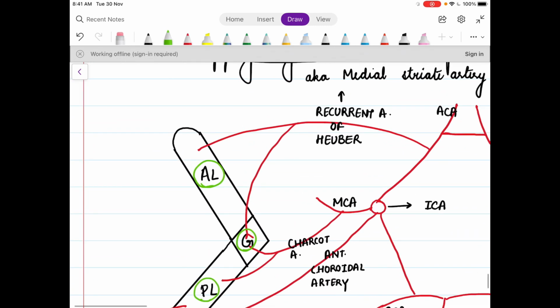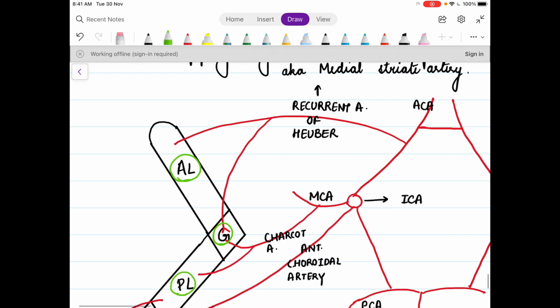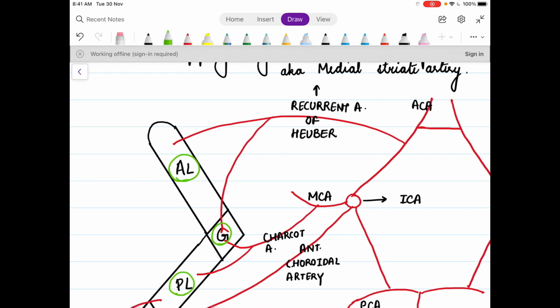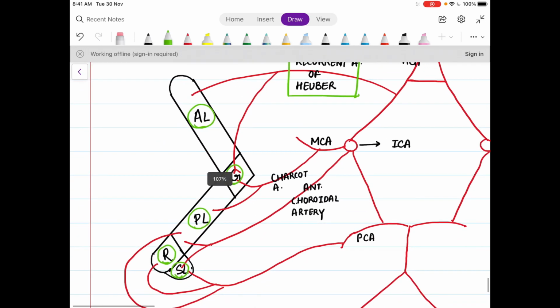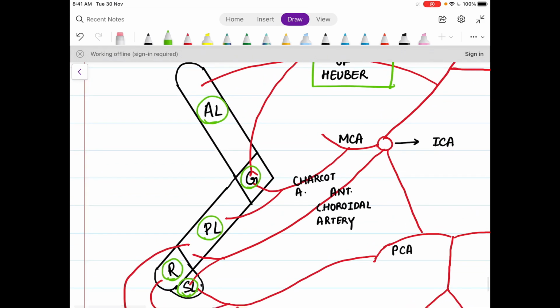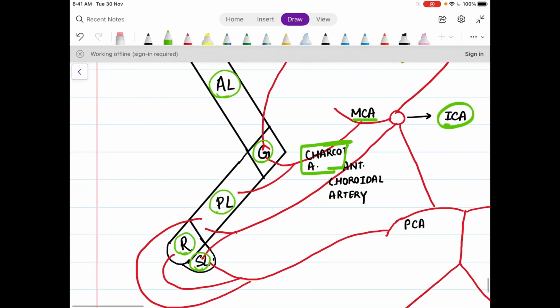So let's get started. As we can see, the anterior limb and the genu of the internal capsule is supplied by this artery known as the recurrent artery of Heubner, which is also referred to as a medial striate artery, which is actually a branch of anterior cerebral artery. And genu is also supplied by an artery known as a Charcot artery, which itself is a branch of middle cerebral artery, which itself is a branch of internal carotid artery.